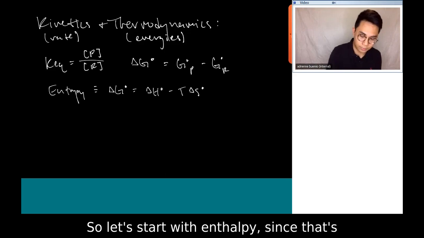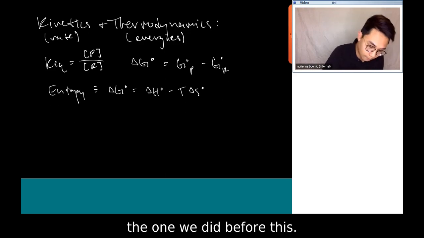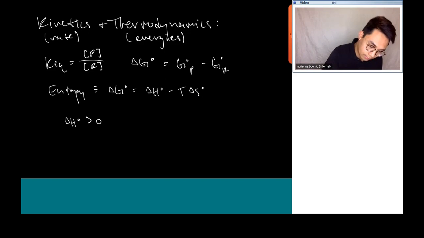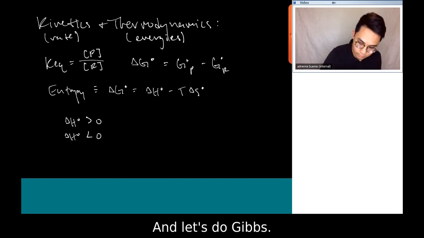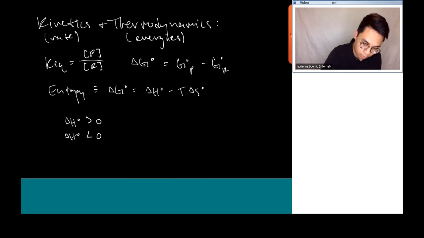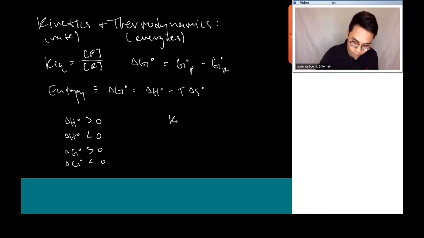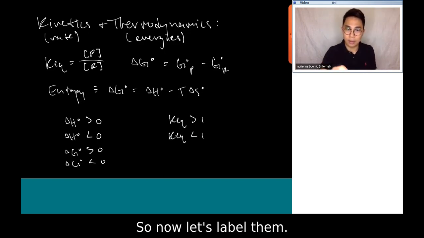So let's start with entropy since that's the one we did before this. Entropy 0, 0, and let's do Gibbs here, 0, 0, and then let's do Keq, 1, 1. So now let's label them.